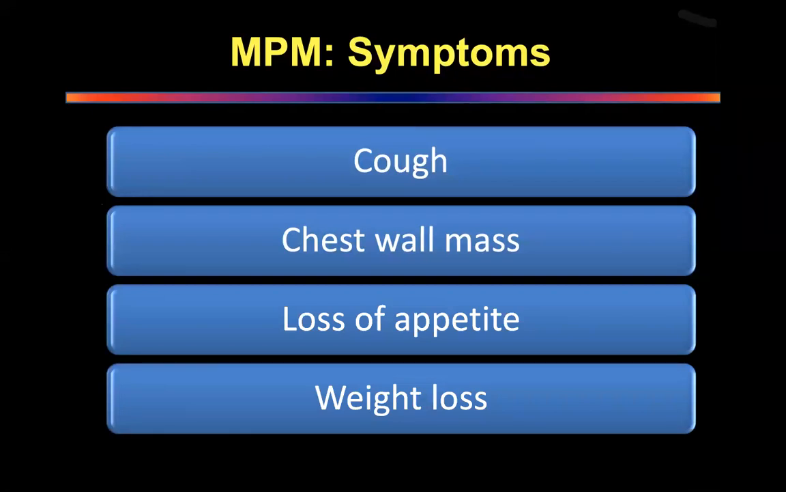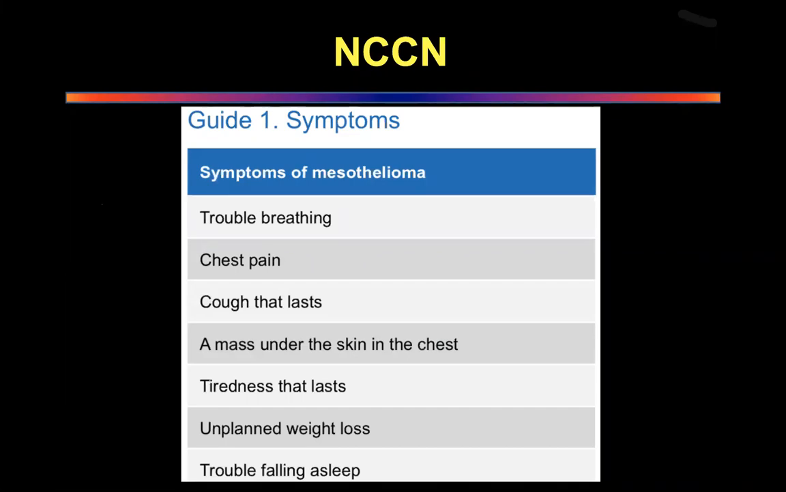So these are pretty drastic situations where you might have to intervene in these patients. So this is the patient guideline. This was the patient flashcard, very beautifully presented, saying you might have trouble breathing, which is dyspnea. You might have chest pain. You might have cough that is not getting better. You might have a mass under the skin in the chest.